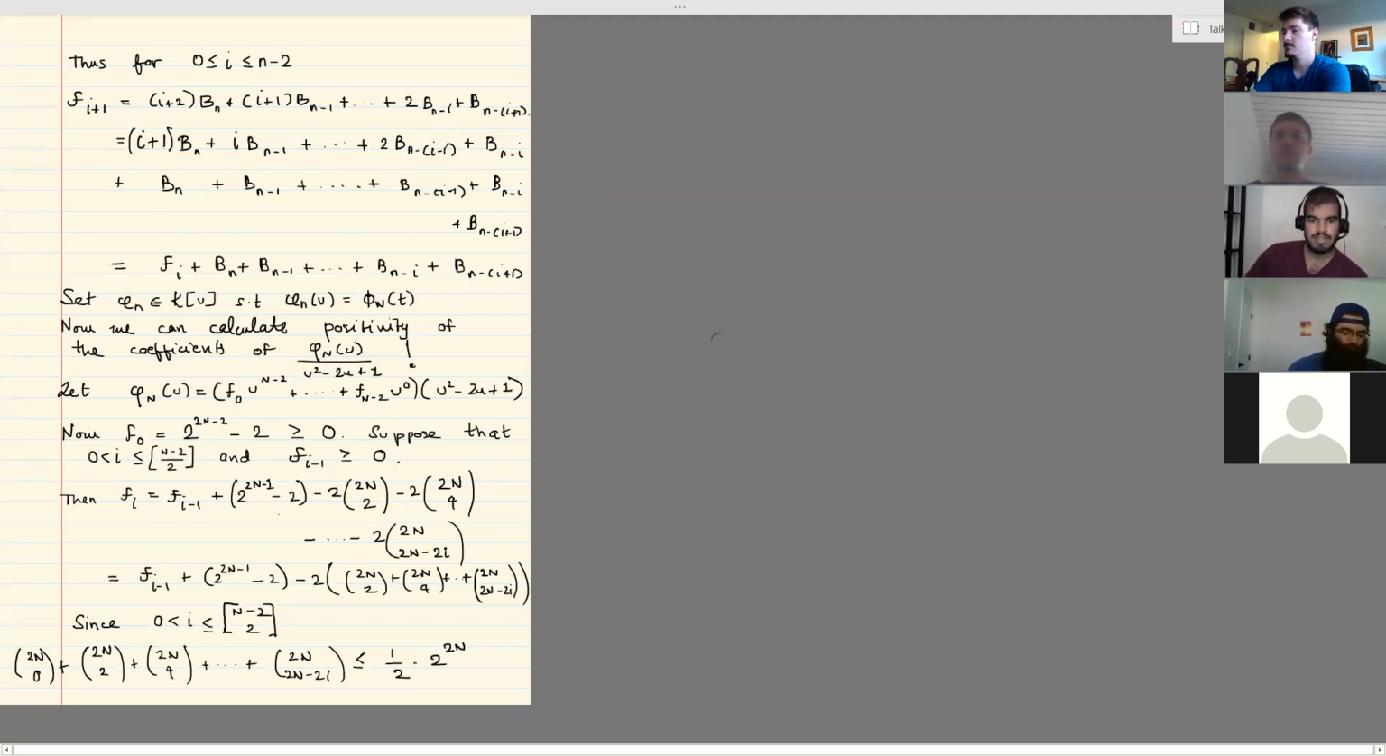And since the following holds, now I can use combinatorics. So I'm basically going to gather all of these terms. Sorry, this is a mistake. This should be 2i, not 2n minus 2i. So I gather all of these terms over here, and I'm summing up these binomial coefficients 2, 4, and so on, all the way to 2i. Now, since I'm summing up even binomial coefficients, and since I is less than n over 2, what we have is this sum is actually less than or equal to 1/2 times 2 to the 2n, that is, 2 to the 2n minus 1.